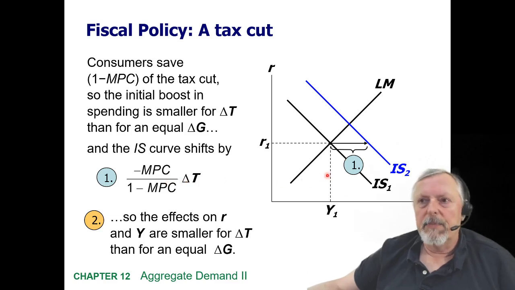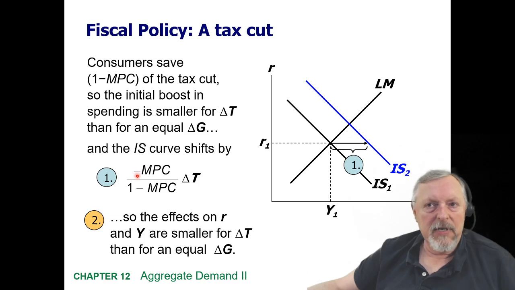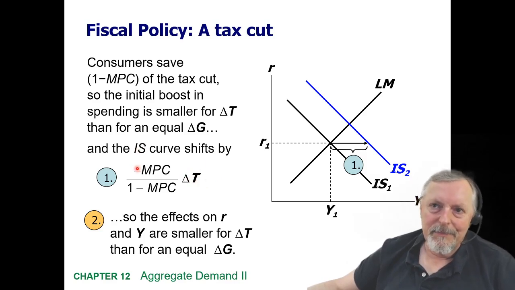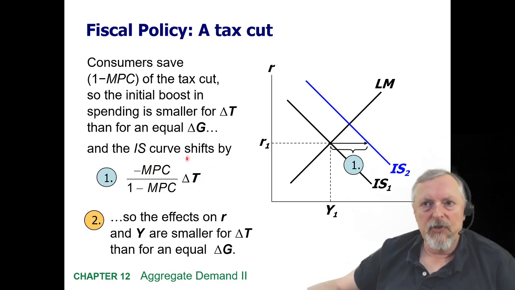Now, some people ask at this point, why does the IS curve shift right when there's a negative sign here? Well, that's because a tax cut actually makes delta t negative. Taxes go down. So that negative times this negative means that for a tax reduction, this entire term is positive, which is why IS shifts right.